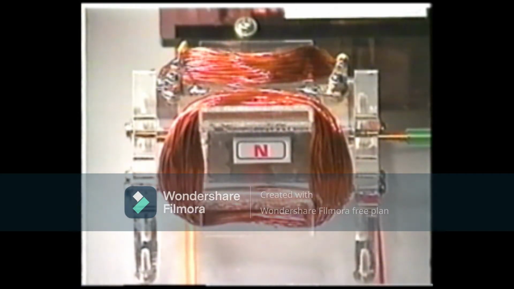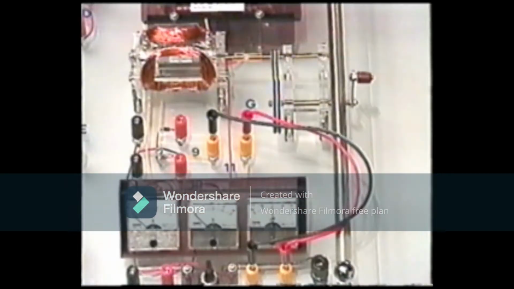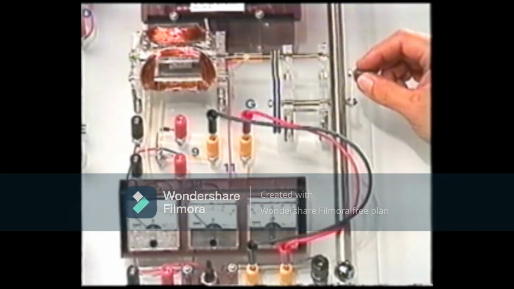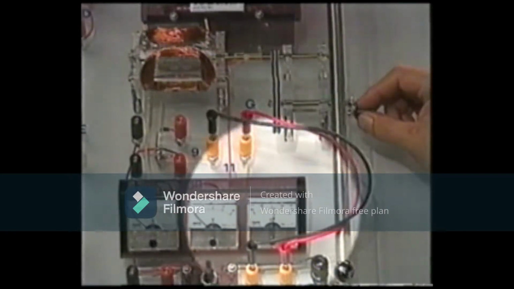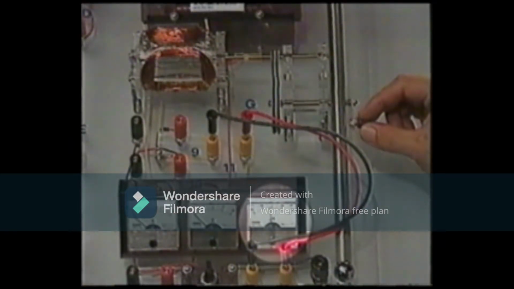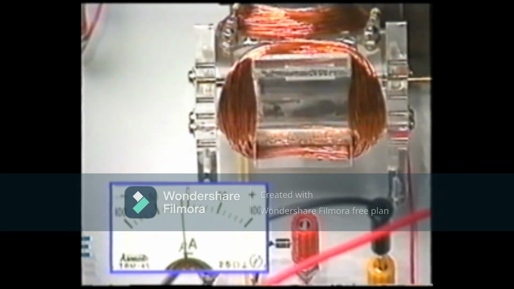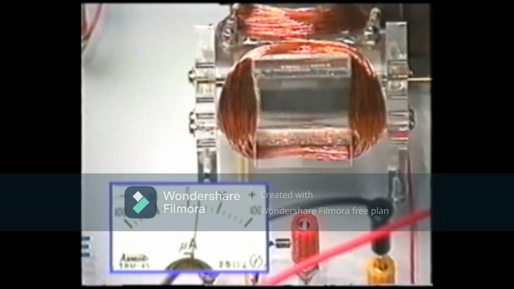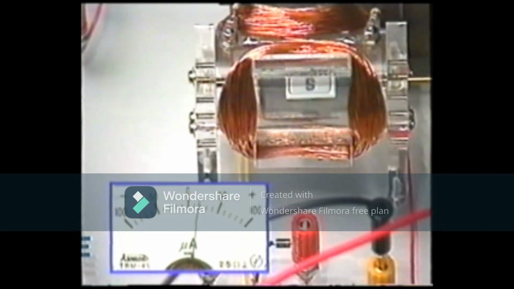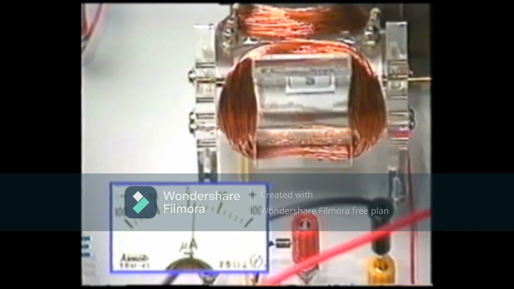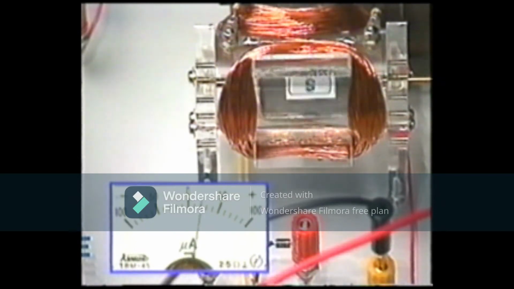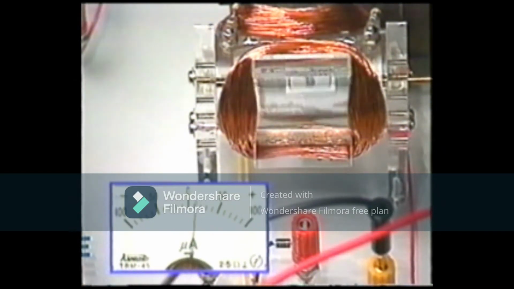Now, let's try to generate a continuous current. At the center of this model is a rotary magnet. A coil is wound around the magnet. We rotate the magnet. You can see the needle of the microammeter start to move. When we turn the magnet faster, the needle moves more. As the speed of rotation of the magnet increases, that is, as the coil cuts across more magnetic lines, more current is generated.